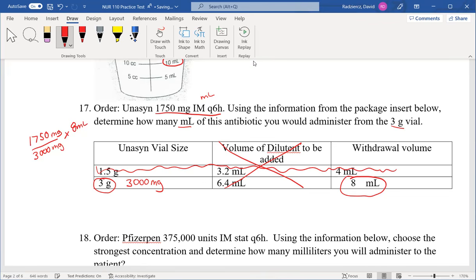So that's what's important. It's not 1, it's not 5, it's not 15. This time it's 8. So I'm going to take my calculator. 1750 times 8 gives me 14,000, divided by 3,000. And I'm going to get 4.66666666666. So what am I going to do? I'm going to round my answer to 4.7 milliliters. Okay, so that's my rounded answer.